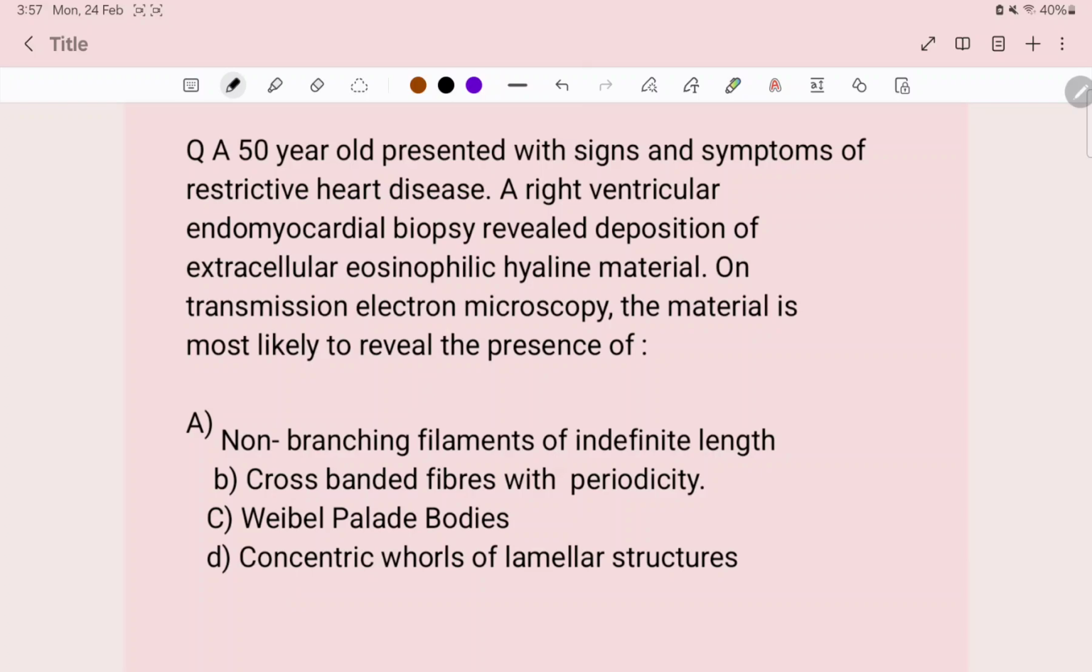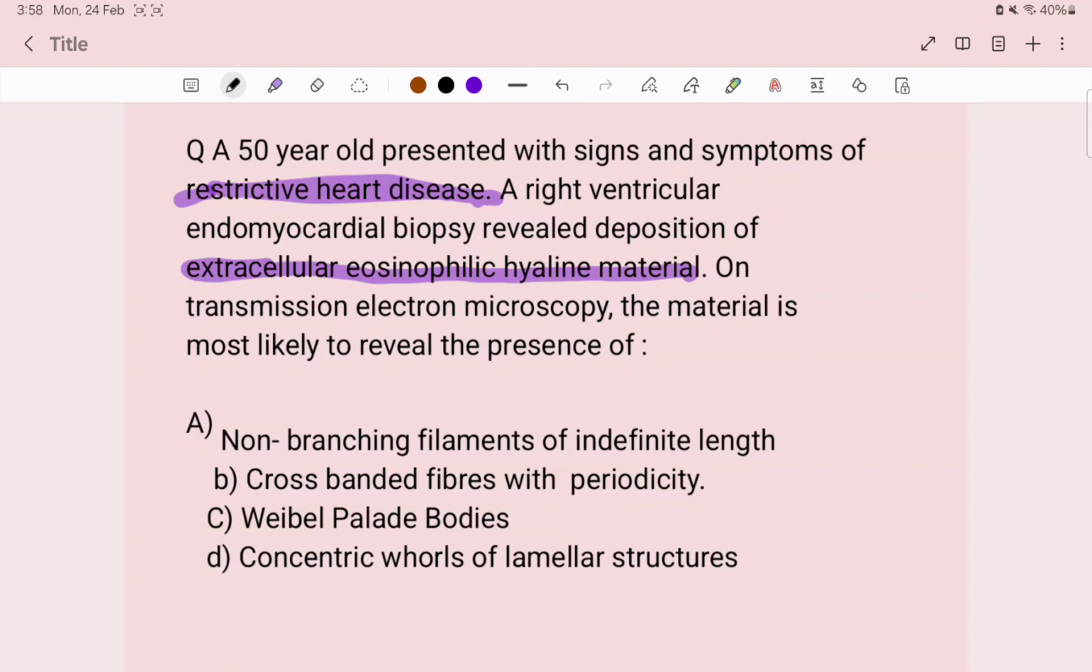So this is a very old PYQ of AIIMS. I wanted to discuss this topic because it is very important. So first let's start by highlighting the keywords. Presents with restrictive heart disease symptoms. Extracellular eosinophilic hyaline material. Hyaline means something pink, eosinophilic, something pink is there on electron microscopy. So there must be some amyloid deposition which is causing this.